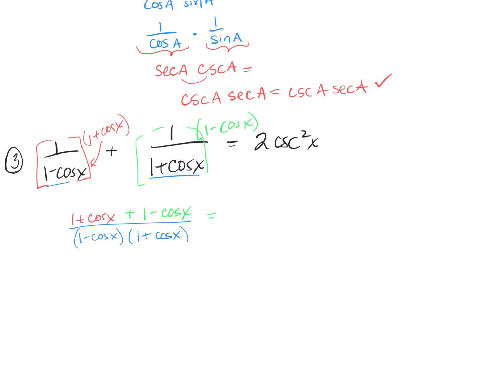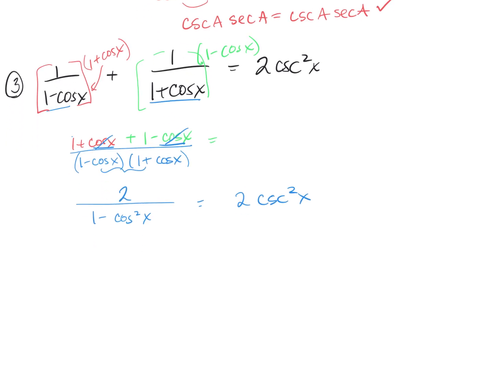So now if I clean this up, I'm going to have 1 plus 1 is 2. And notice cosine minus cosine will go away. Now on the bottom, if I FOIL this out, I end up with 1 minus the cosine squared of x. Okay, let's keep in mind, where's our goal? Cosecant squared of x.